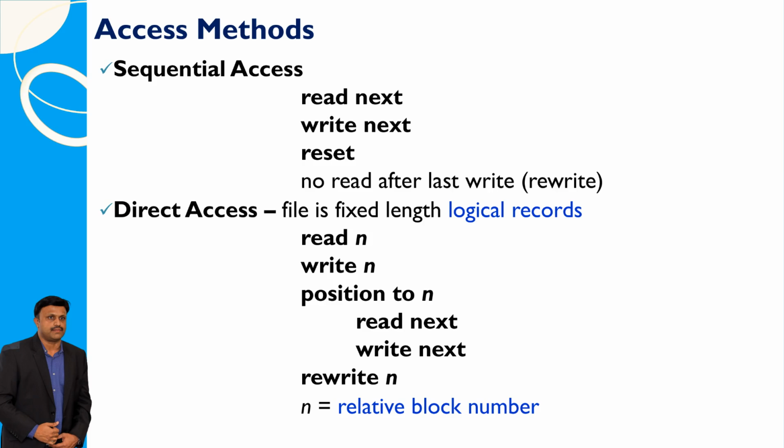Access methods for files can be categorized into sequential access and direct access. In sequential access, operations involve reading the next item, writing the next item, resetting the position, and no reading after the last write. On the other hand, direct access pertains to fixed-length logical records within a file.